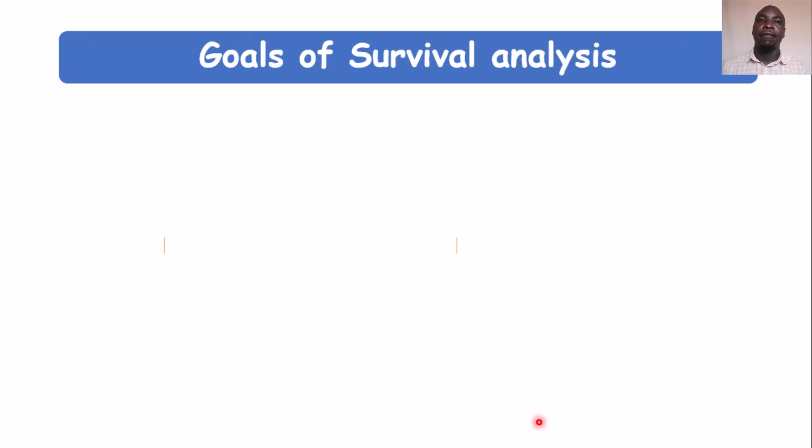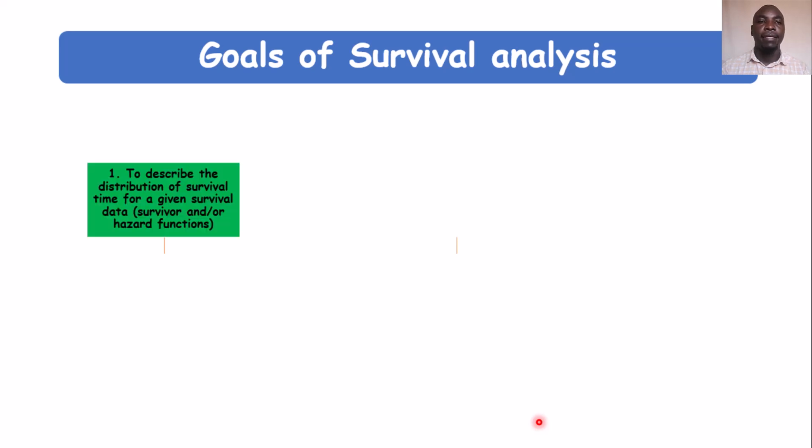It is also important for us to know what are the goals of survival analysis. For us to know this, we need to remember that with survival analysis, we are looking at time to event or survival time. So there are three main objectives or goals of survival analysis, and these include: one is to describe the distribution of that survival time given survival data. And here you're looking at either survivor or hazard functions that you're using.